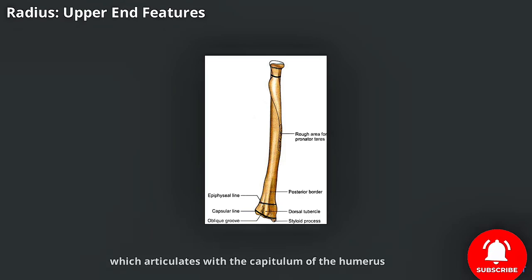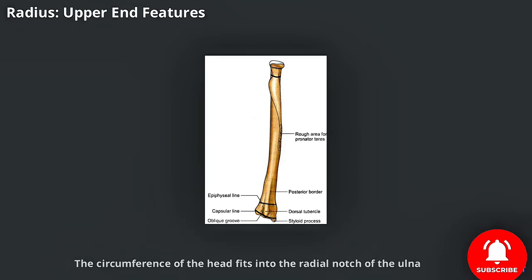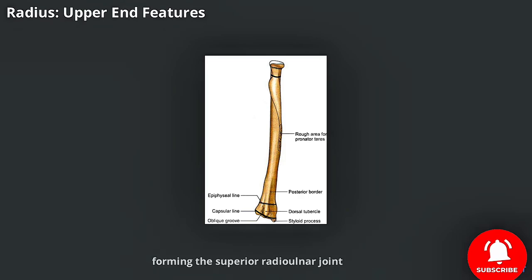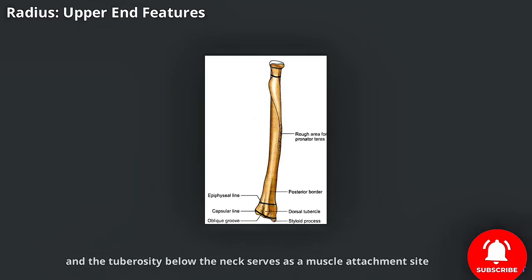The upper end of the radius features a disc-shaped head covered with hyaline cartilage, which articulates with the capitulum of the humerus. The circumference of the head fits into the radial notch of the ulna, forming the superior radioulnar joint. The neck is enclosed by the annular ligament, allowing for free rotation, and the tuberosity below the neck serves as a muscle attachment site.